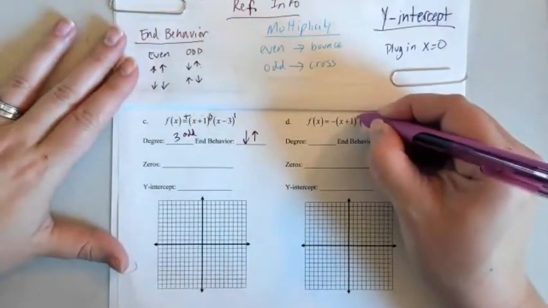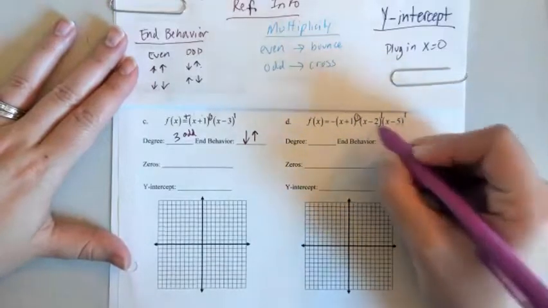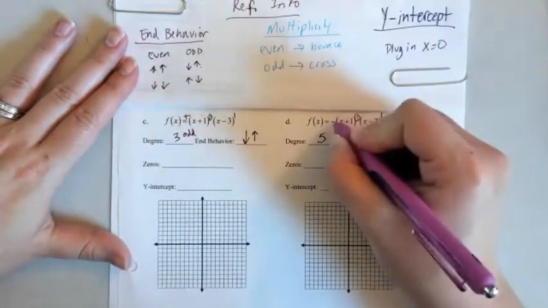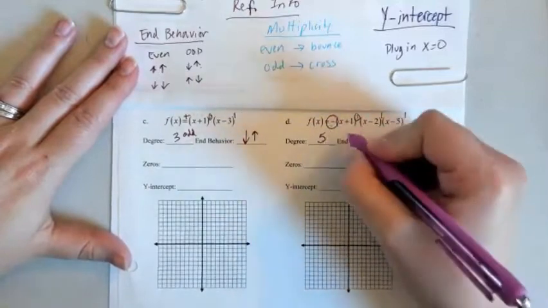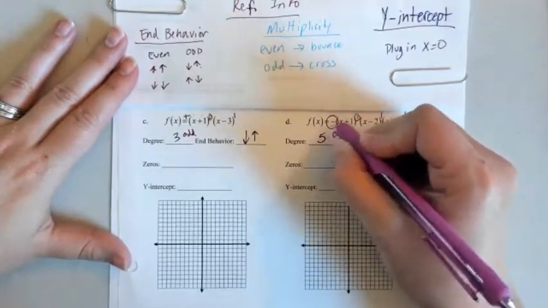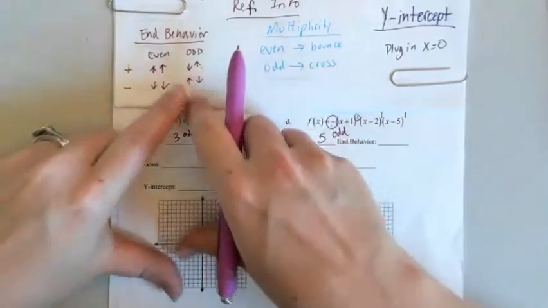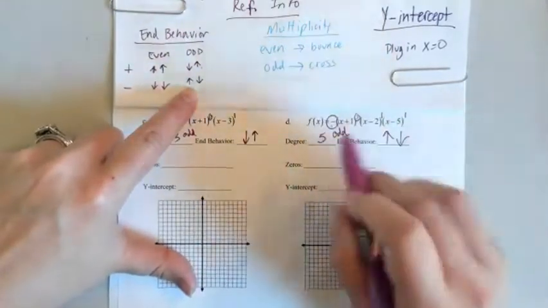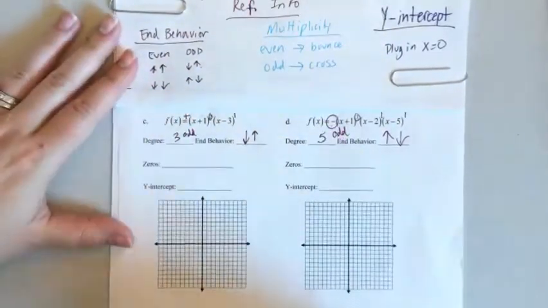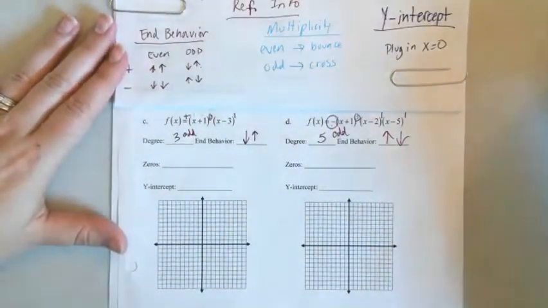All right, let's do the same over here. This one, I had a degree of 3 plus 1, which would be 5. This one is an odd negative. So this one will be up, down. Make sure you caught that negative up front. That would change your leading coefficient. Easy to miss those.